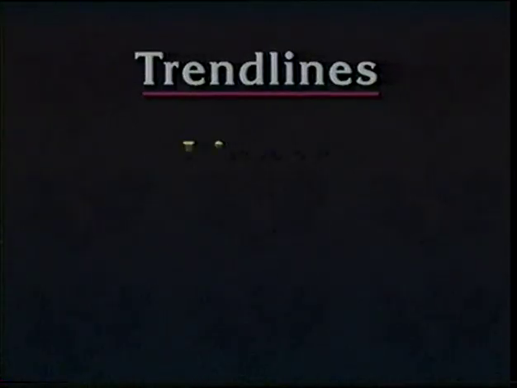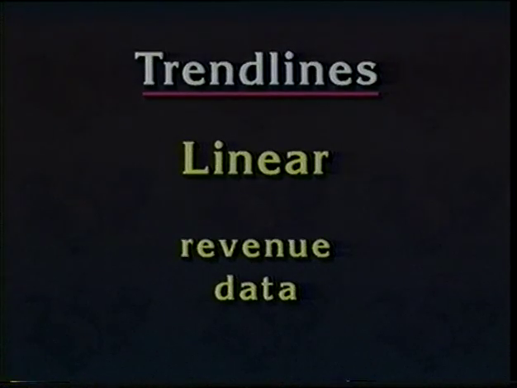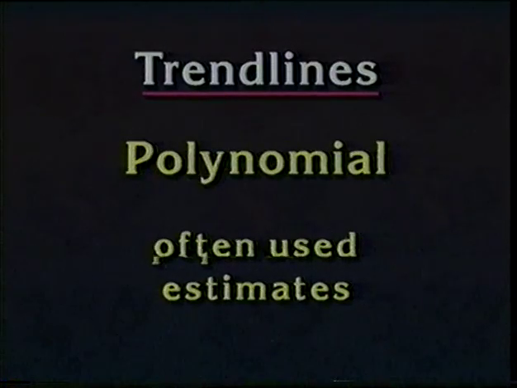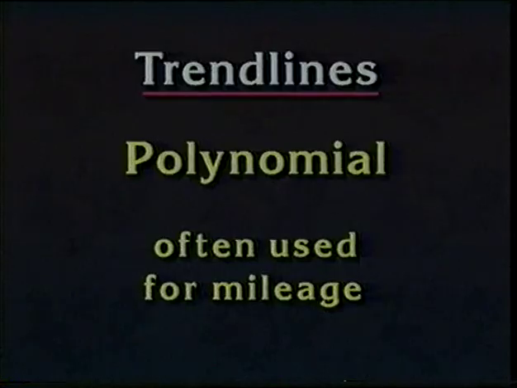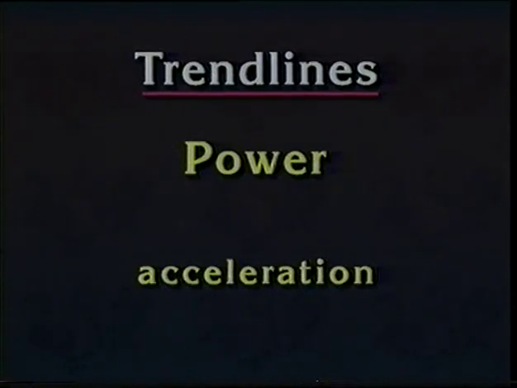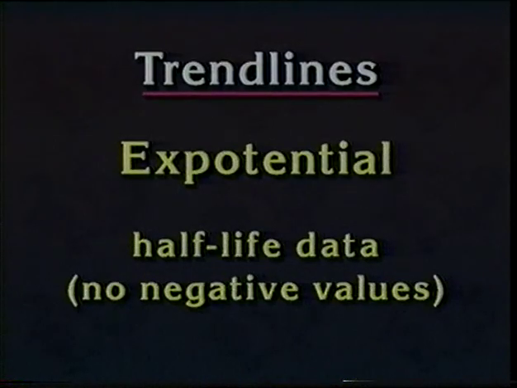Linear is used for revenue data. Logarithmic can be used for population estimates. Polynomial is often used for mileage. Power is used for acceleration. Exponential is for half-life data, with no negative values allowed.